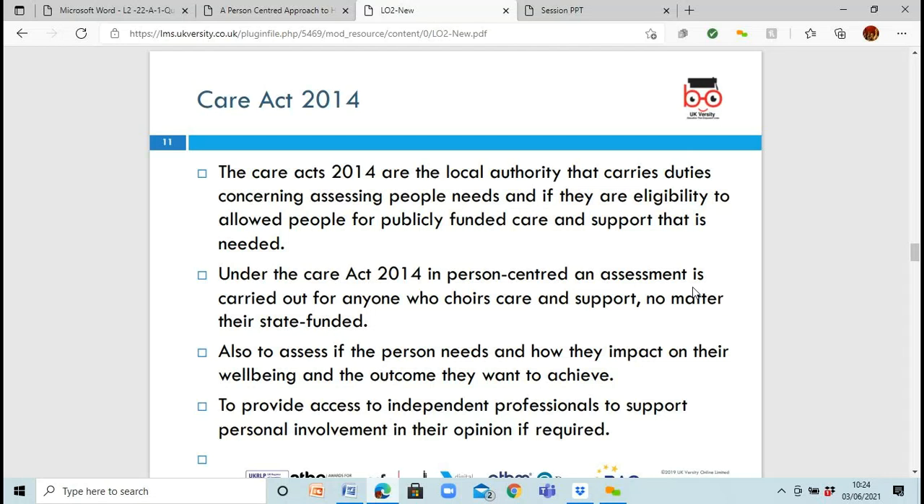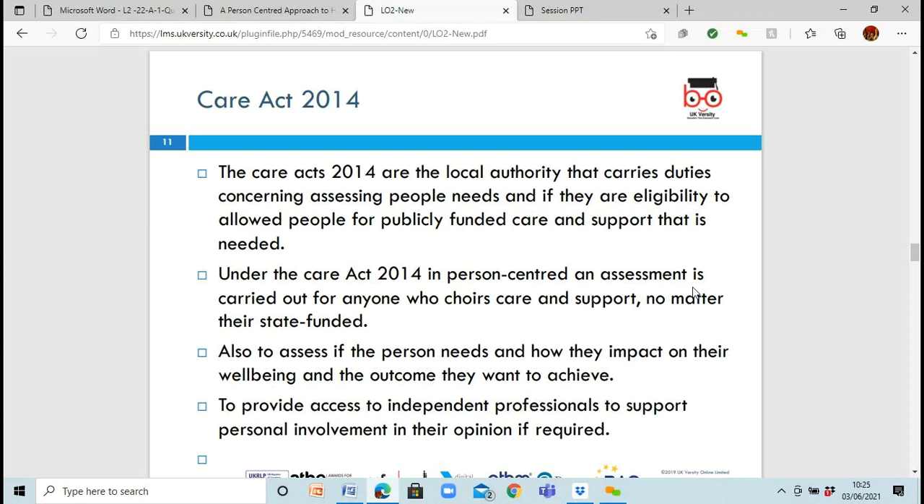And then the final one, the Care Act of 2014. This just carries duties concerning assessing people's needs to see if they're eligible for support, if they're eligible for publicly funded care, and what sort of support they actually need. Within this, an assessment is carried out, and it looks at anybody who needs care and support, no matter if they have to pay for it or no matter if they're funded by the government.